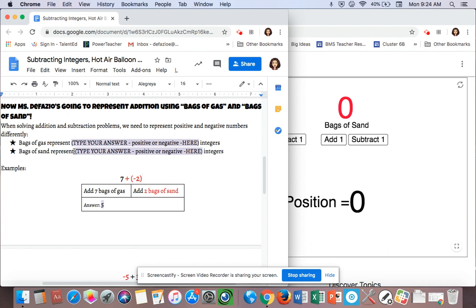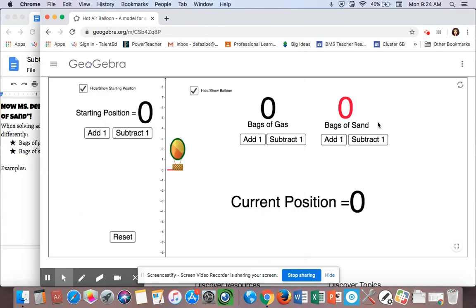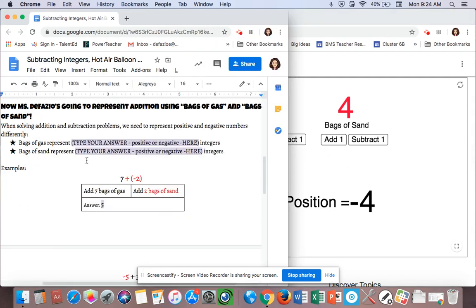Bags of sand represent, on the other hand, bags of sand are heavy and they weigh the balloon down. So if I'm adding bags of sand, notice the balloon is getting lower. So bags of sand are going to represent negative numbers. I'll actually bold these for you so we won't forget. And negative numbers. So again, bags of gas, those are going to be our positive numbers. Bags of sand are going to be negative numbers.